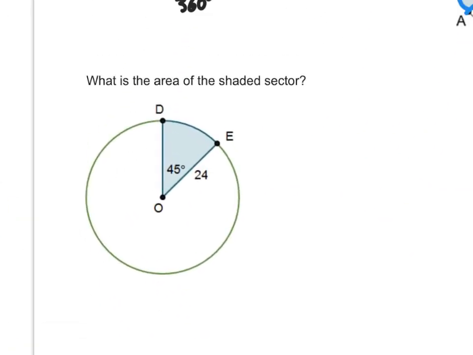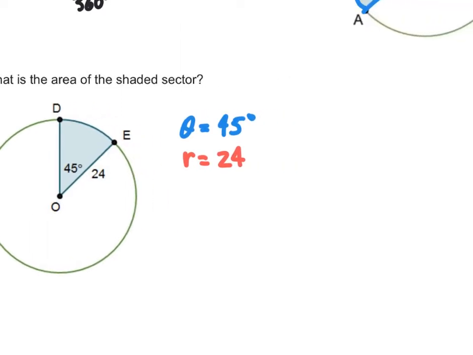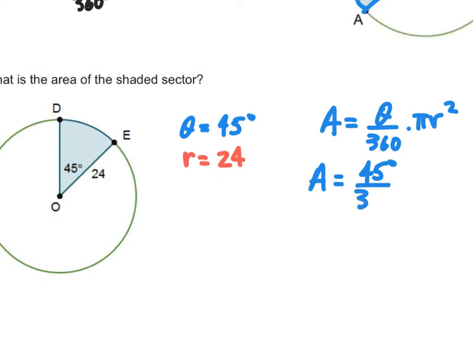It says, what is the area of this shaded sector? So I know that my angle measure, theta, is equal to 45 degrees, and my radius, r, is equal to 24. Using my formula, and I'm going to write my formula down again, area is equal to theta divided by 360 times pi r squared. So area is equal to 45 degrees divided by 360, times pi times 24 squared.